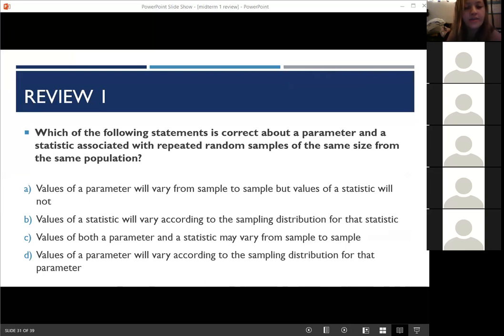So let's start with this one. Which of the following statements is correct about a parameter and a statistic associated with repeated random samples of the same size from the same proportion or population, excuse me. So go ahead, read through these answers and let me know what you think, and we will go over it together.